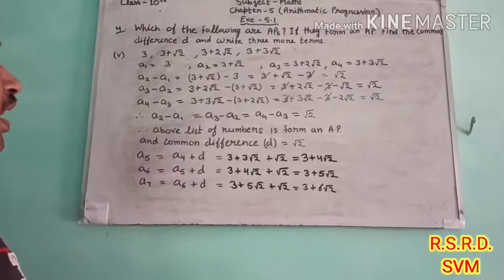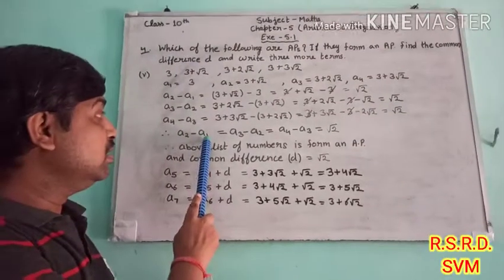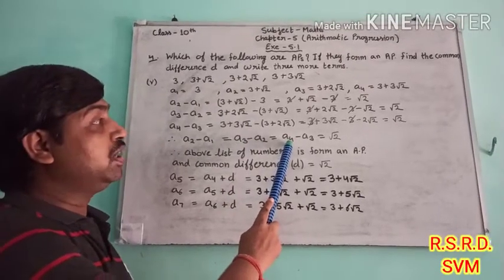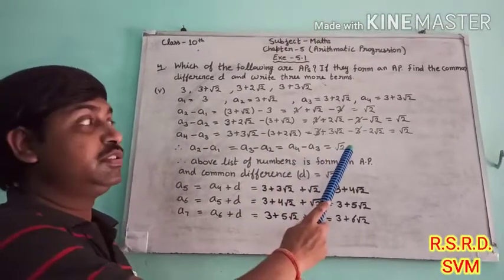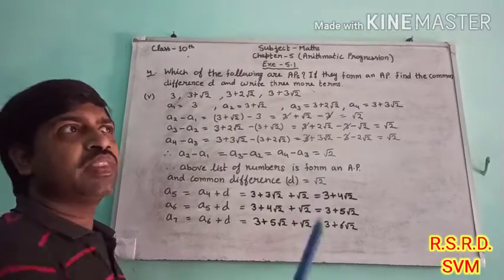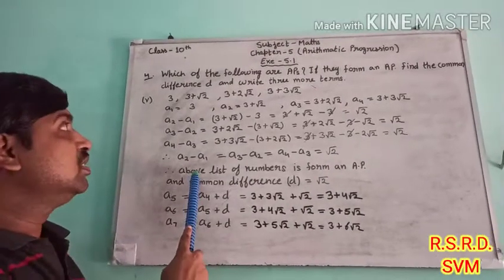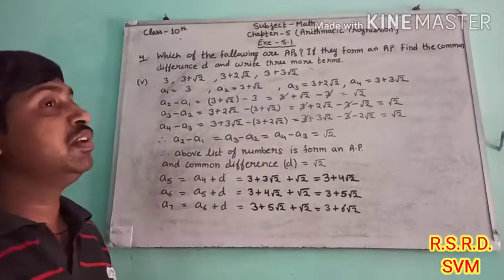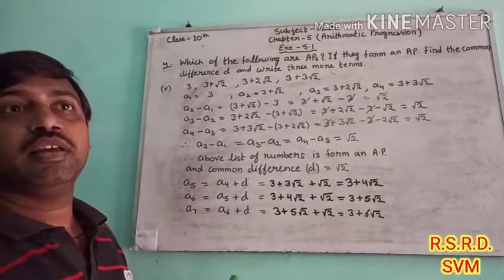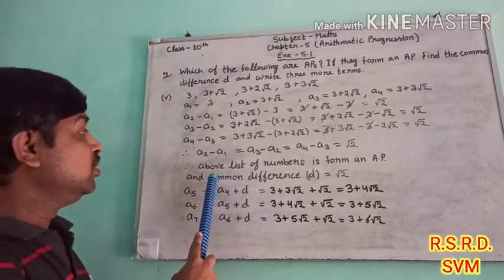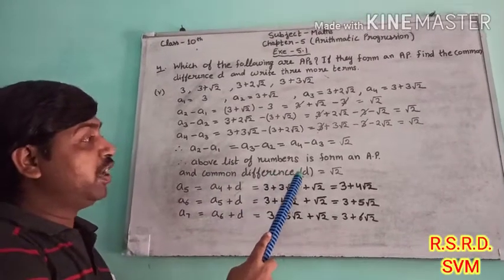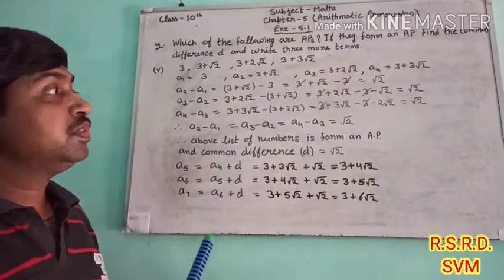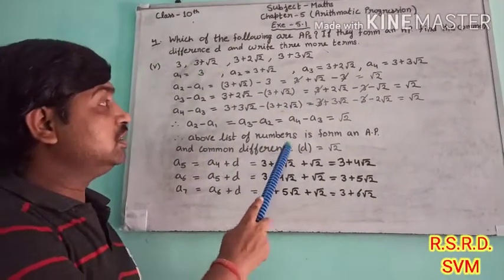So we can say that A2 minus A1 equal to A3 minus A2 equal to A4 minus A3, that is equal to root 2. Every time the difference is the same. So the above given list of numbers forms an AP. And their common difference D is equal to the difference we found above. So the common difference D is root 2.